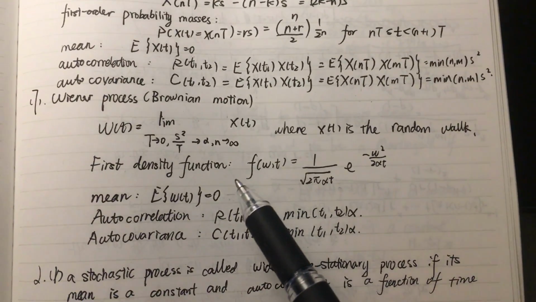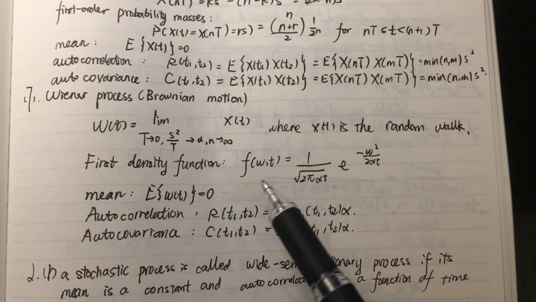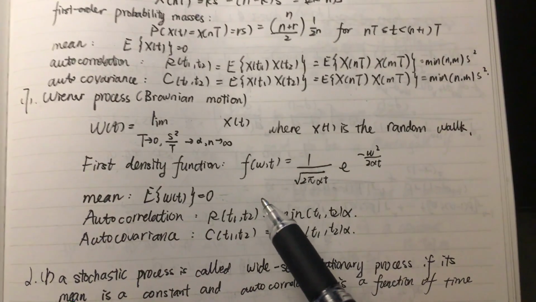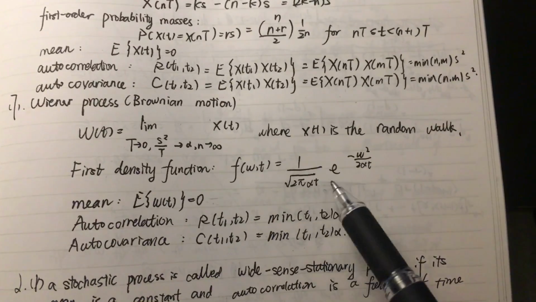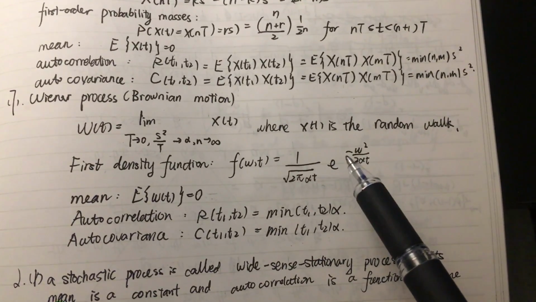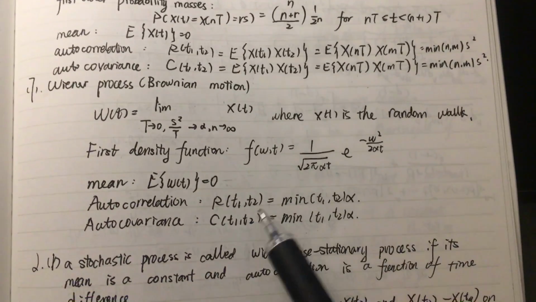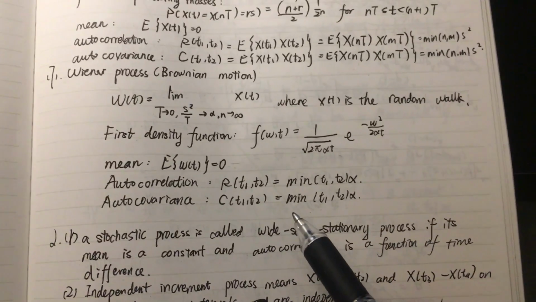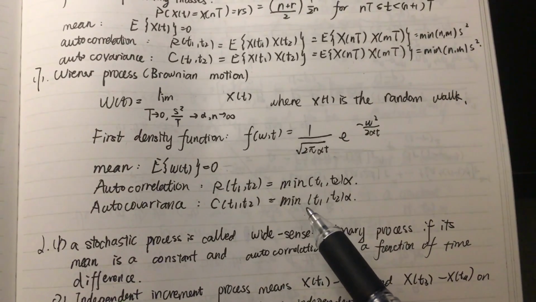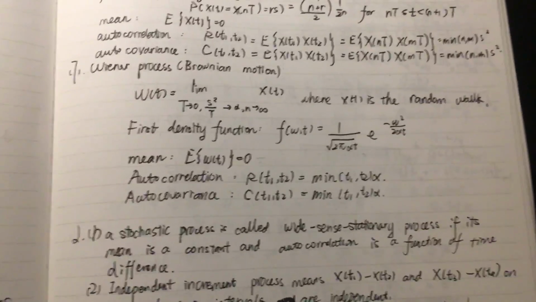Its first order density function is f of w of t equal to 1 over the root of 2 pi alpha t times e to the power of minus w squared over 2 alpha t, and its mean is equal to 0. Its autocorrelation and autocovariance are both the minimum value of t1 and t2 times alpha. And this is the end of this video recording.